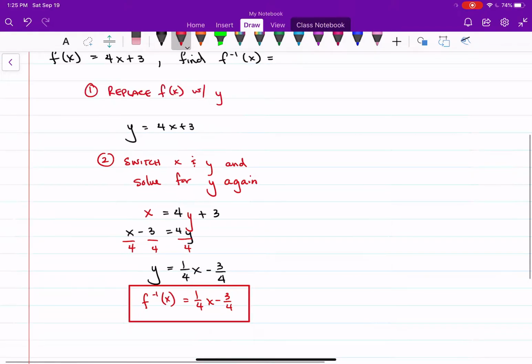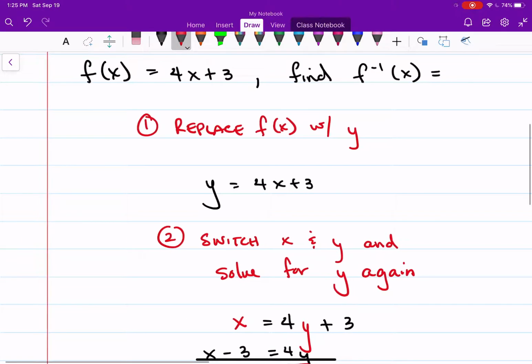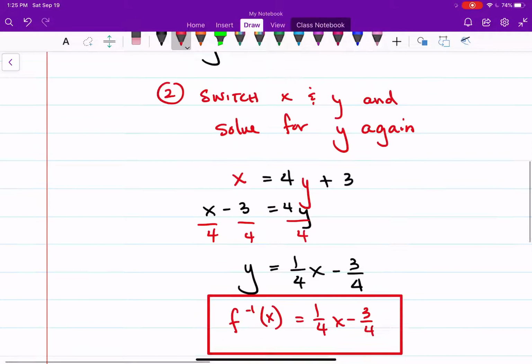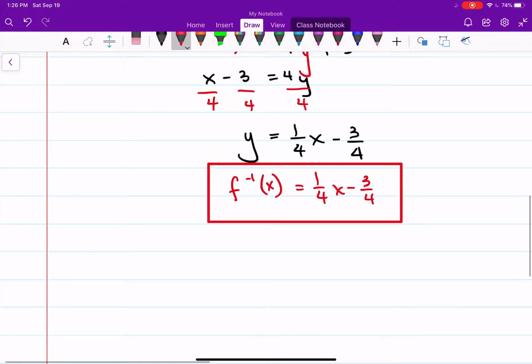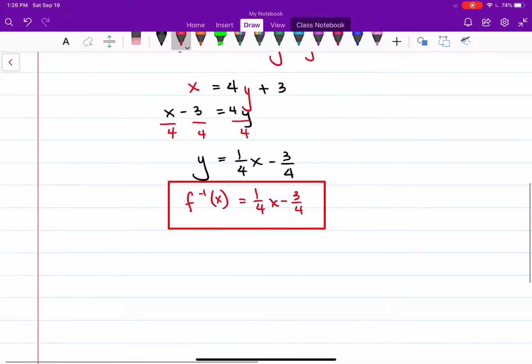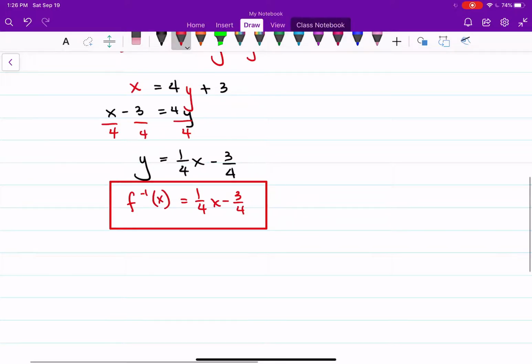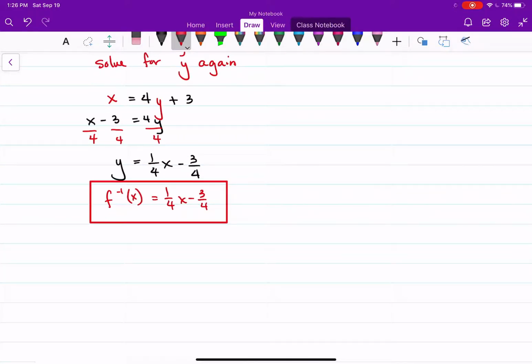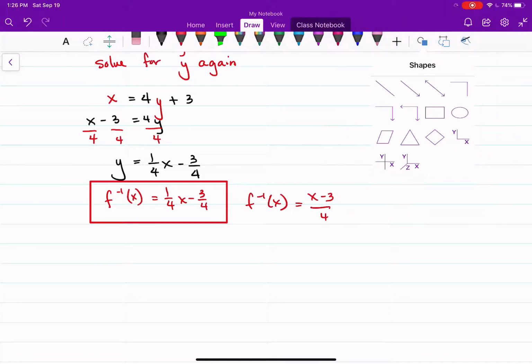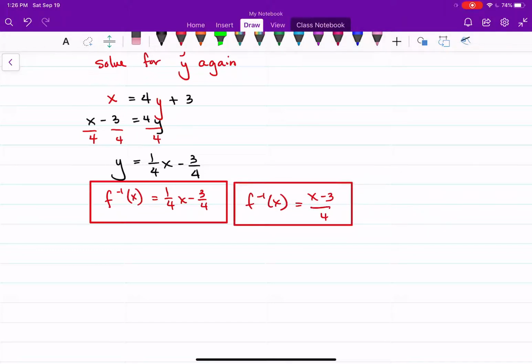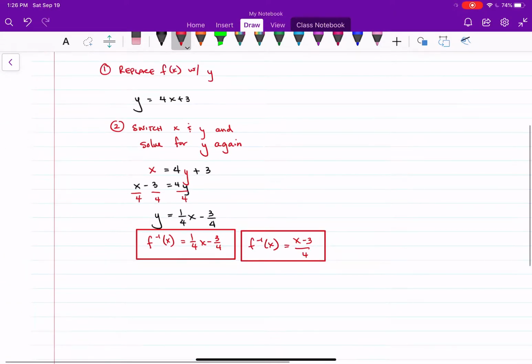Okay, so that's all you gotta do. Replace the f of x with y, switch the x and y, solve for y again, and then put that function notation for the inverse function back in, and voila, there we go. All right, now you might have even got f of negative 1 of x is equal to x minus 3/4 as well. That will also be considered to be correct as well, all right? Just so you guys know, all right?